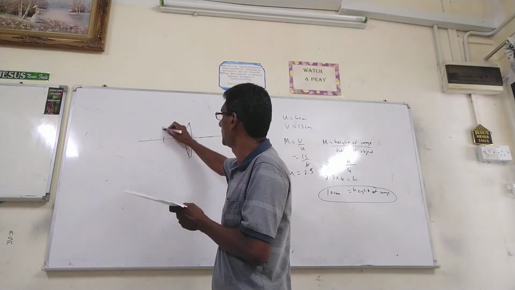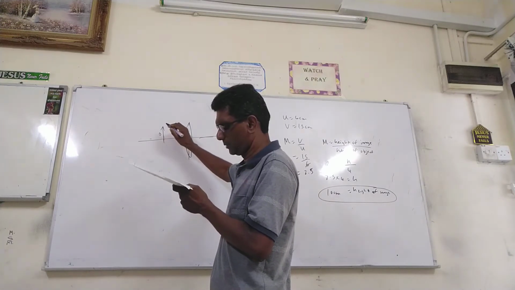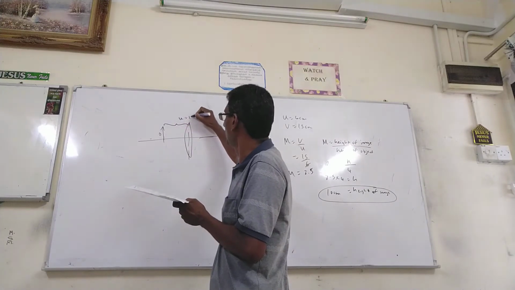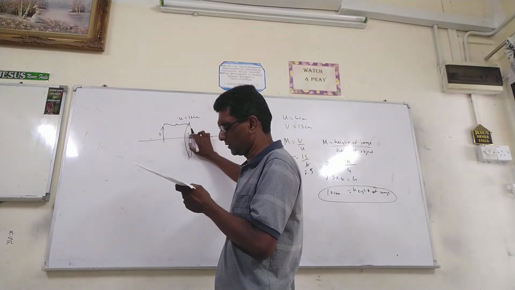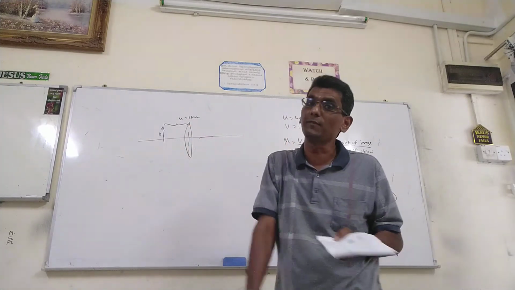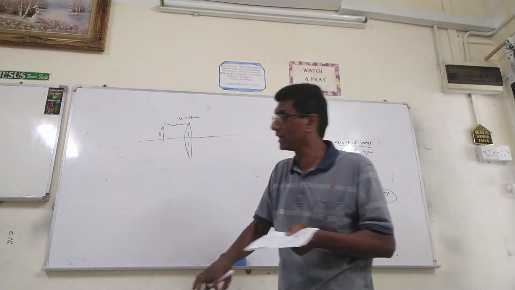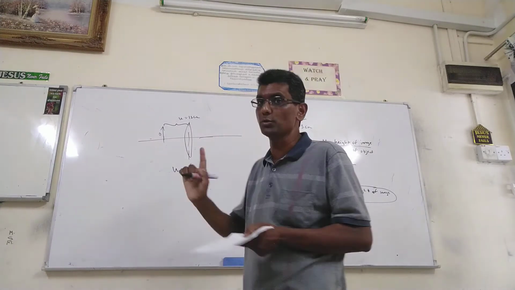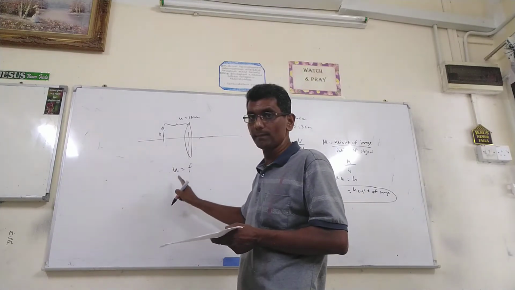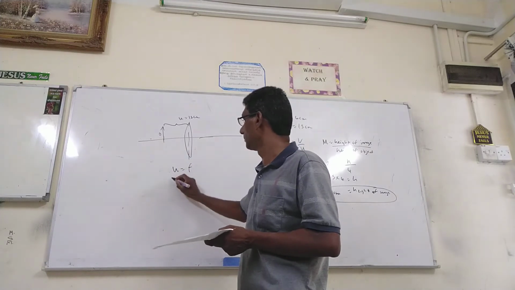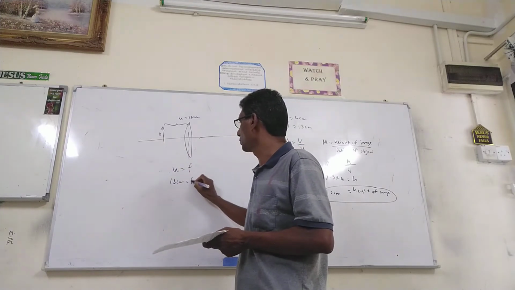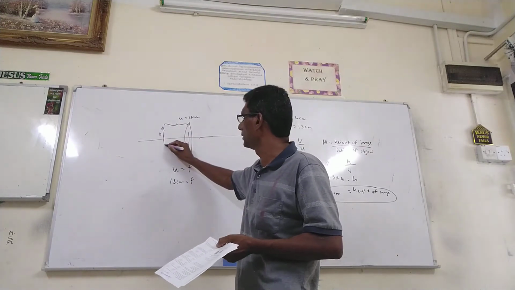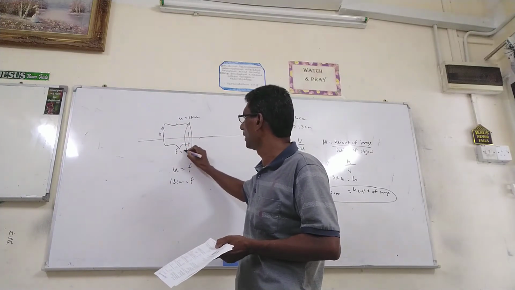The object is placed 12 cm. So the image forms at infinity. When you get an image at infinity, U equals F. So U is 12 cm, F equals 12 cm. So in other words, the focal length is 12 cm.